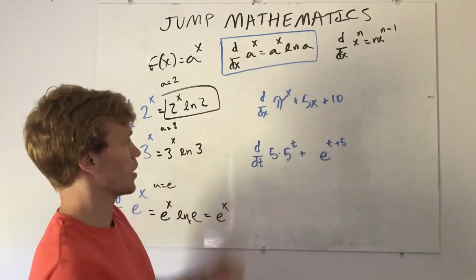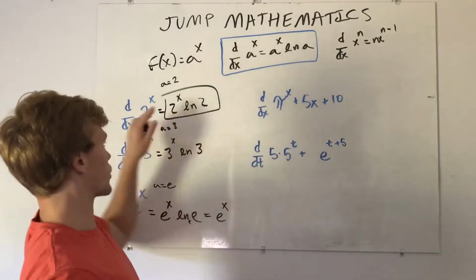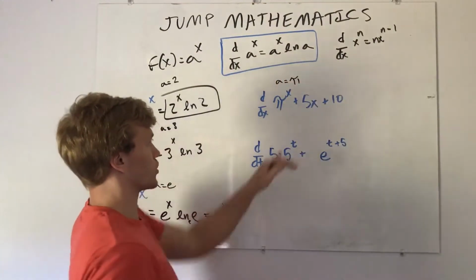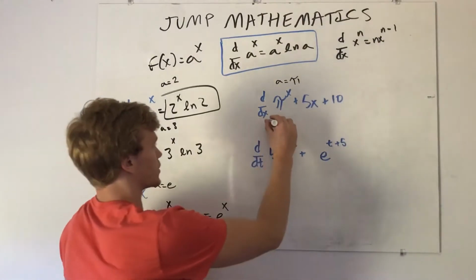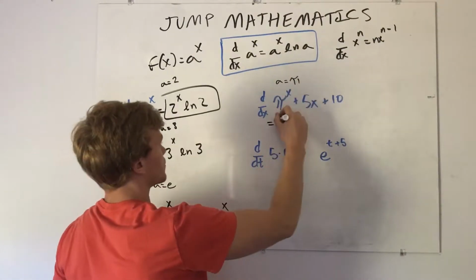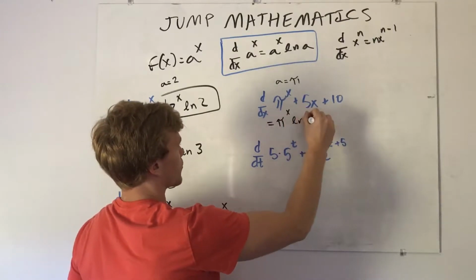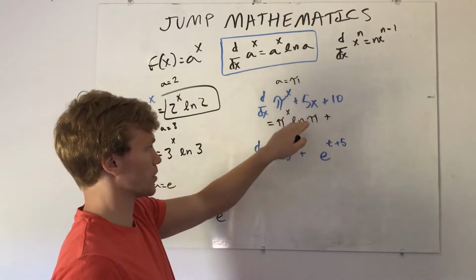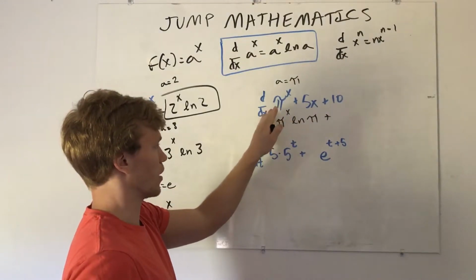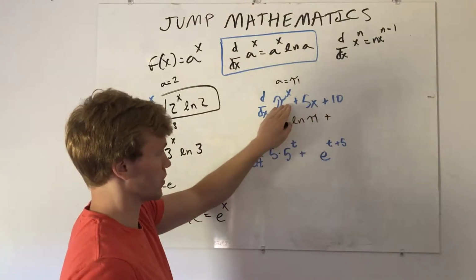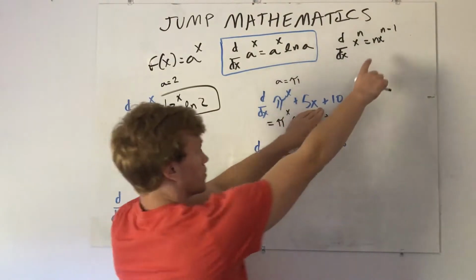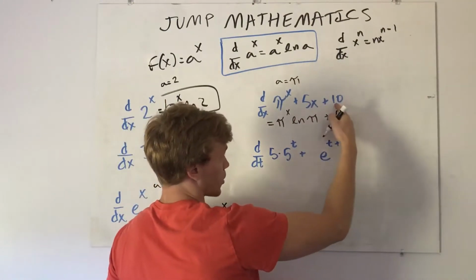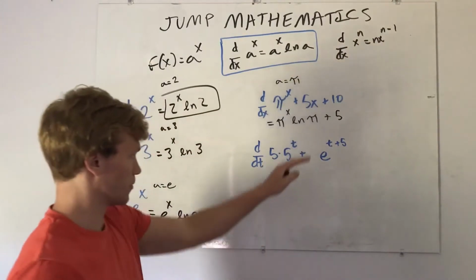So here, this pi to the x looks a little bit more tricky than 2 to the x, but in this case we just have a equals pi. So the derivative of this piece right here is pi to the x times natural log pi, plus we have the derivative of a sum, so the answer to that derivative should be the sum of the derivatives. So we differentiated this piece, now we differentiate this piece. Using this, the derivative of 5x is just going to be 5, plus the derivative of 10 is 0, so I won't write that down.